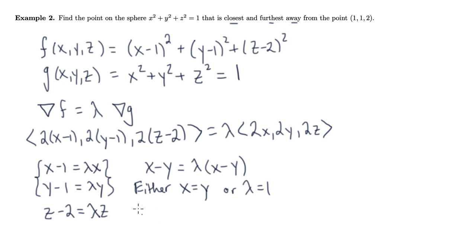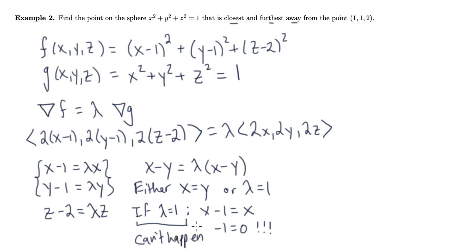But what happens if lambda equals 1? Let's look at the first equation. We have that x minus 1 will equal x, but then if I subtract x, I get minus 1 equals 0. But this is a contradiction. So that means lambda equals 1 can't happen. So then it must be the case that x is equal to y.